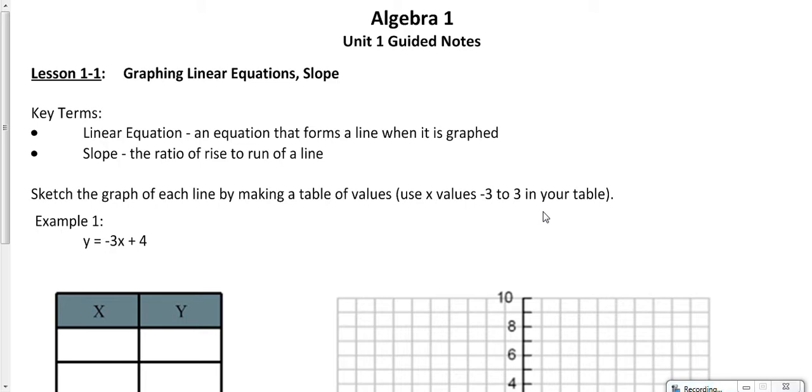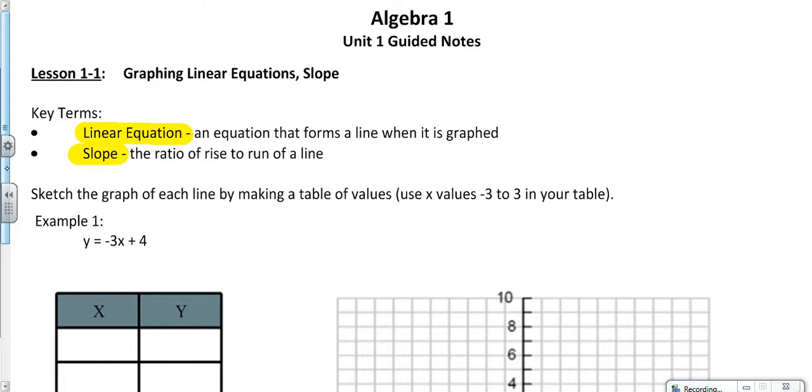Alright, this is the video for lesson 1.1, and we're going to talk about some key terms first: a linear equation and slope. An equation that forms a line that is graphed is a linear equation. Slope is the ratio of rise to run of a line. If you remember, slope is a part of a linear equation. We'll look at how we can create that as we go.